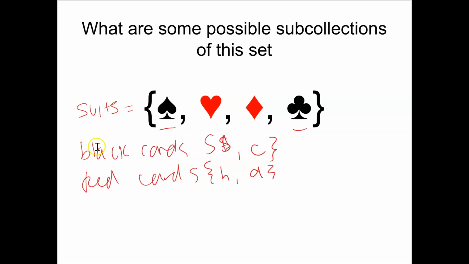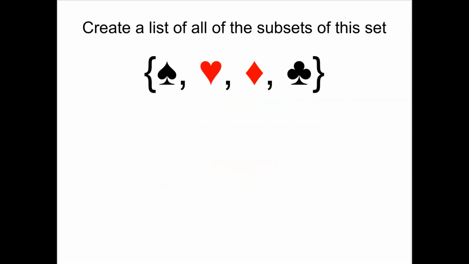Now maybe you know the cards really well. You could say even cards, odd cards, face cards, right? There's lots of different sub-collections, but if we just look at these 4 items here, those would be some sub-collections. The sub-collections are subsets. So if we wanted to list every subset here, all right, let's do it.